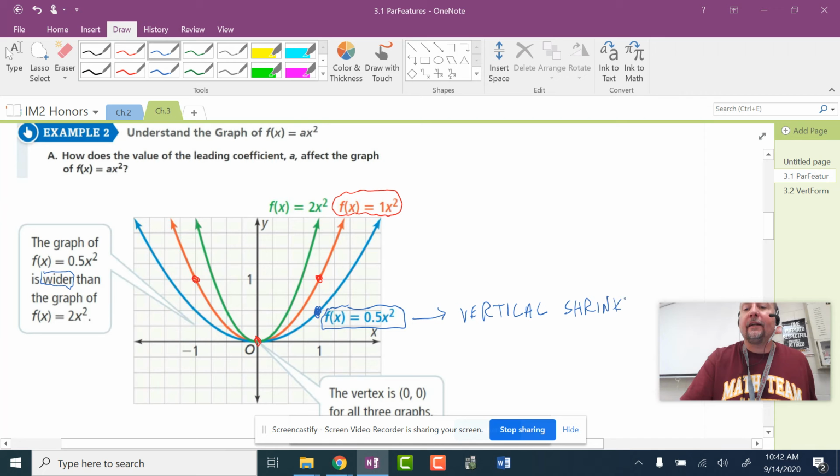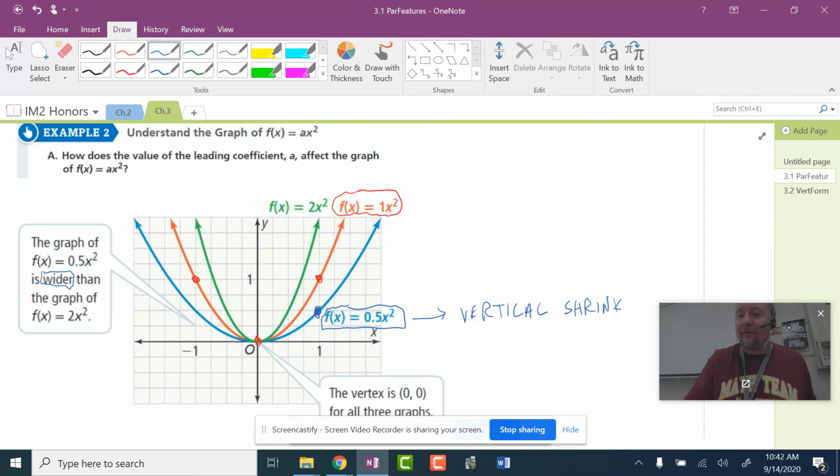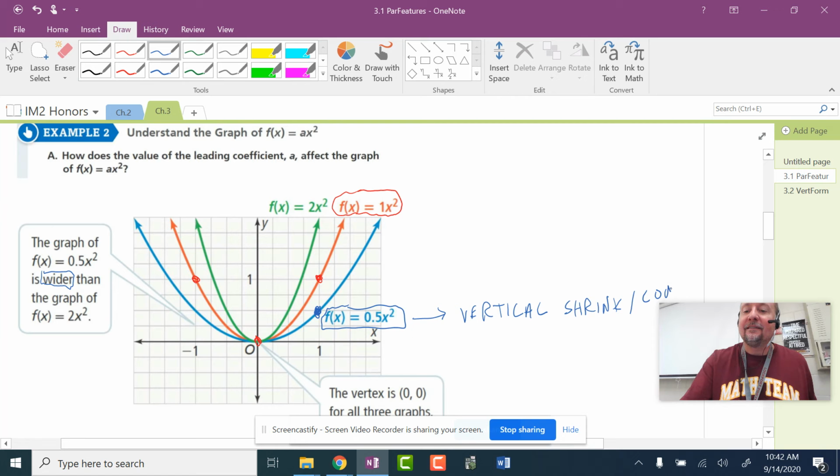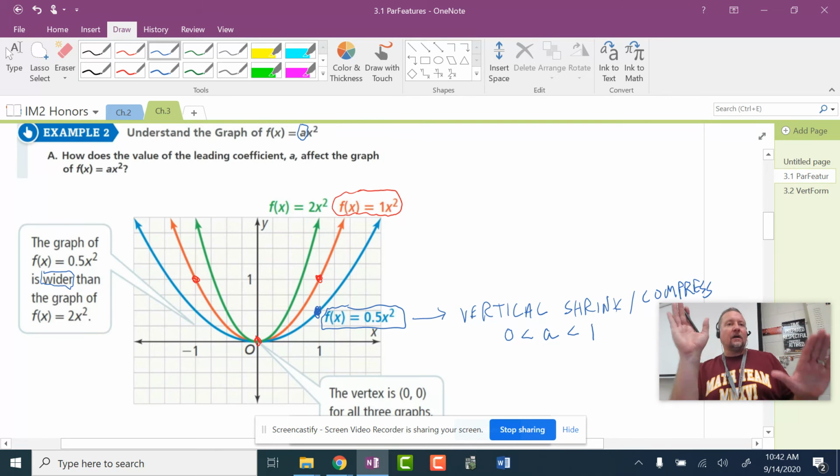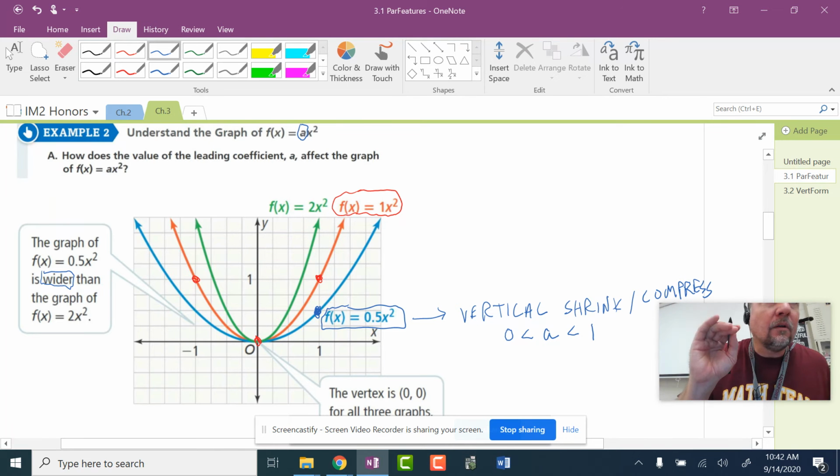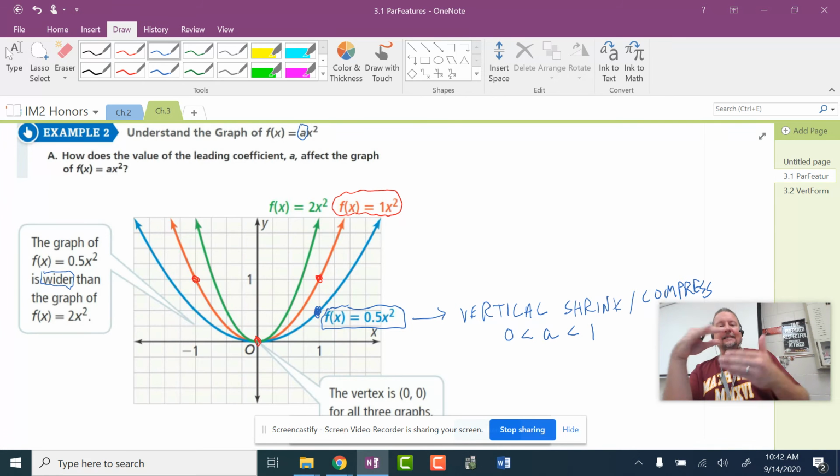And I'm going to put the rule on it right now. Vertical shrink or compress. And this happens when we're putting a in front of x squared. What's the change? When a is between 0 and 1. We're going to talk about when it's negative. That's something different. That's not a shrink or compress.